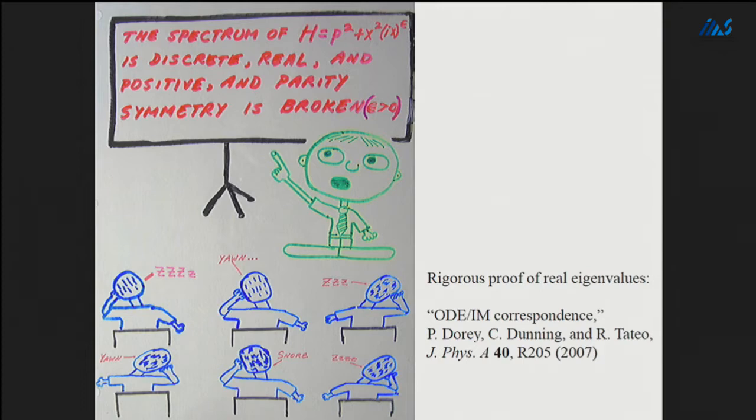So again, to emphasize, the spectrum of this Hamiltonian, p squared plus x squared, the harmonic oscillator, deformed into the complex domain with a term ix to the epsilon, is discrete and real and positive, and parity symmetry, by the way, is broken. And if you are interested in a rigorous proof that the eigenvalues are real, you can read the work of Dorey, Dunning, and Tateo.